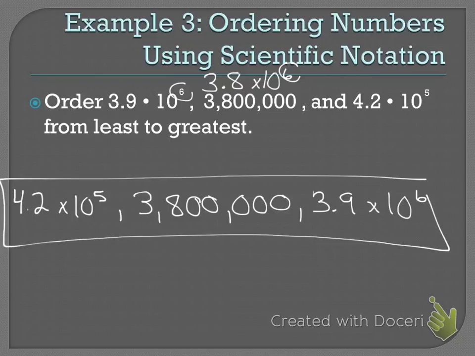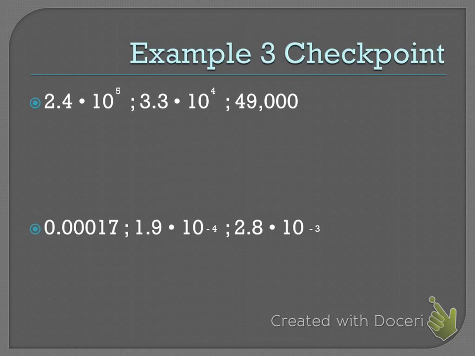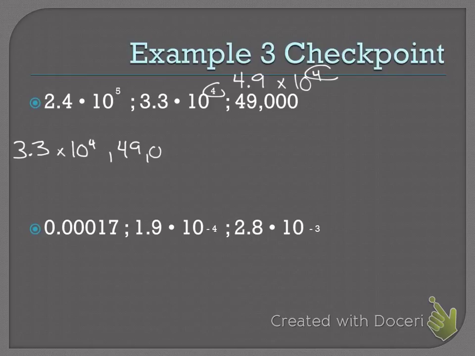All right? Any questions? Okay, a little bit more classwork. I want to do these two. So we need to change 49,000 to scientific notation, 4.9 times 10 to the 4th. Now, since I have two 10 to the 4ths, I need to look at my decimals and which one is smaller. 3.3 times 10 to the 4th. And then 49,000. And then 2.4 times 10 to the 5th.